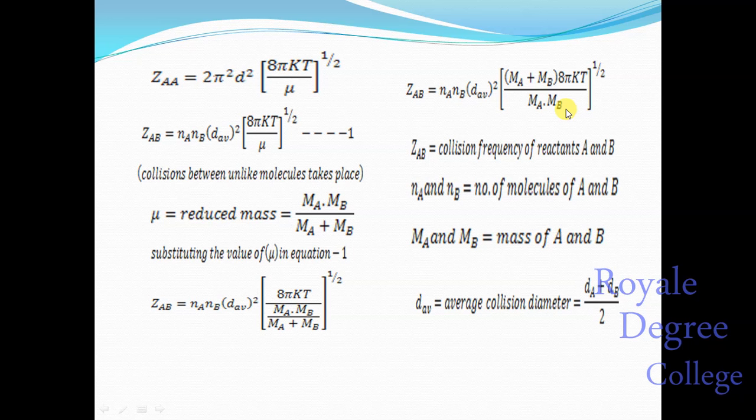ZAB is what? Collision frequency of reactants A and B. Na and Nb are the number of moles: number of moles of A is Na and number of moles of B is Nb. Ma is the mass of A and Mb is the mass of B. d average, what is that? Average collision diameter. It is equal to dA plus dB divided by 2.